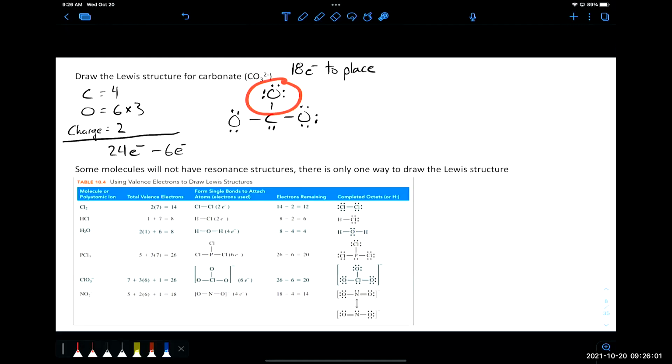Oxygen has 8. This one has 2 from the lone pair and then 6 around it. This oxygen also has 8: 2 from the bond, and 6 lone pair electrons around it.